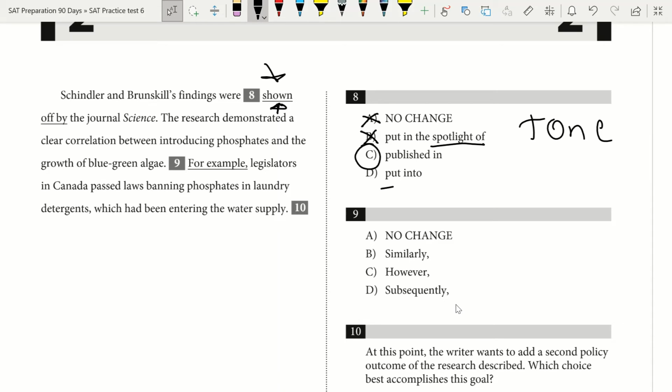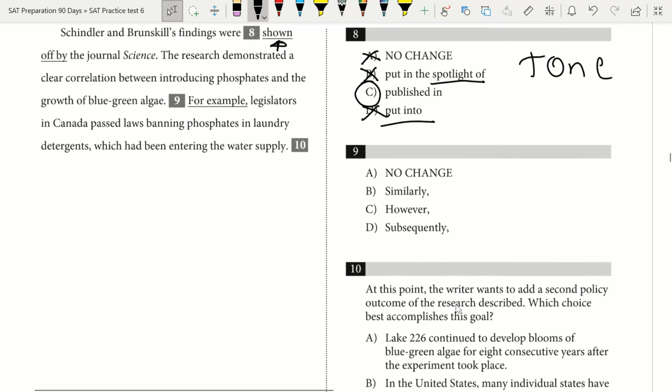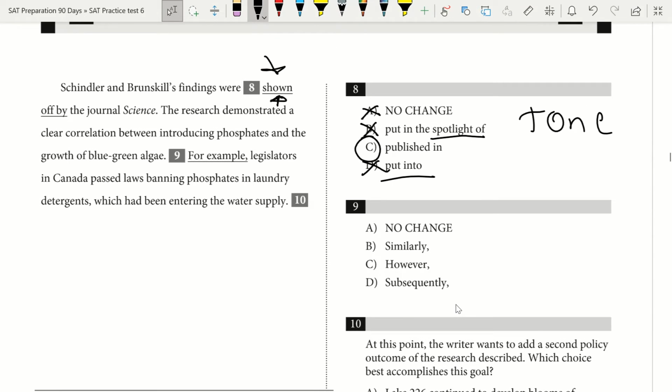As far as why we wouldn't say put into, once again, that's not really an academic tone. Also, that's just not really high-level writing, and this is a fairly high-level writing piece. It's an academic piece. An academic wouldn't say put into, they would say published in.